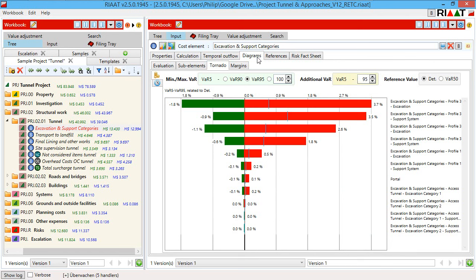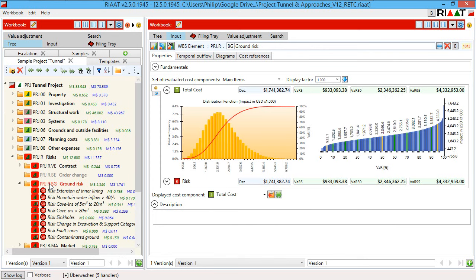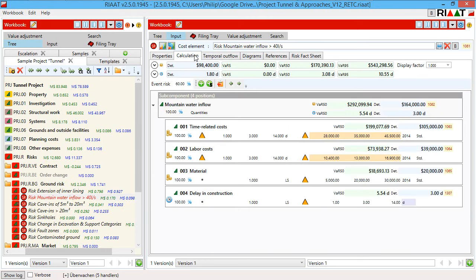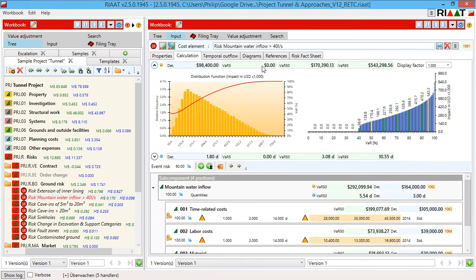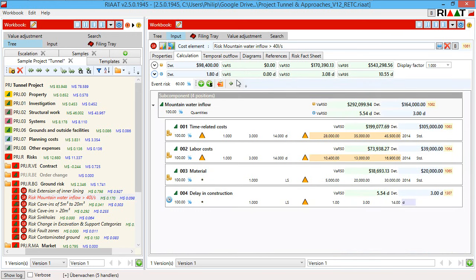Let's go see some risk. We'll go to the ground risk and we'll find the mountain water inflow risk here, the tab calculation. And now we see some additional information on our single risk, the cost impact, and also the schedule impact here. We'll have also further information, for example, the probability of occurrence, set to 60% in this case, and a detailed assessment for consequences in 3 items: time-related cost, labor costs, and material.